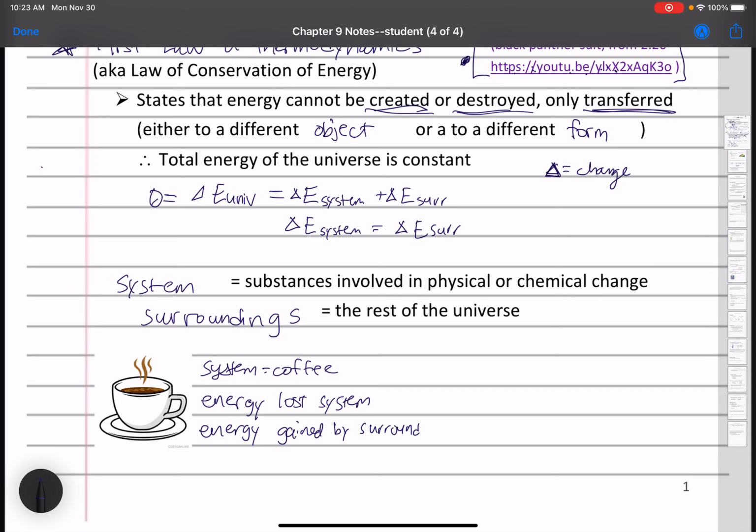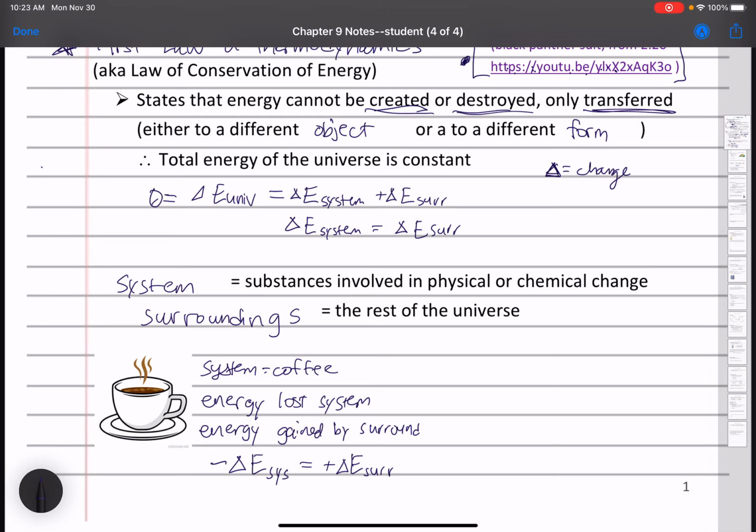All right, so the air around that coffee or the cup or the plate around that coffee are going to get hotter. The coffee will get cooler. So we could say that the energy of the system is going down, the coffee's going to lose energy, and the surroundings are going to gain that energy. And the amount of energy that's lost by the coffee, the system, is equal to the amount of energy that's gained by the surroundings.